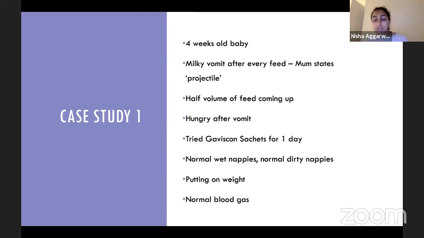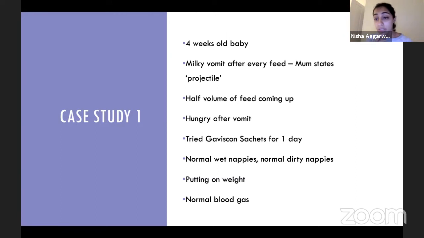So I want to think about a case study now. Let's take this 4-week-old baby who has milky vomits after every feed. Mum states it's projectile. Half of the feed volume is coming up. They're hungry after the vomit.